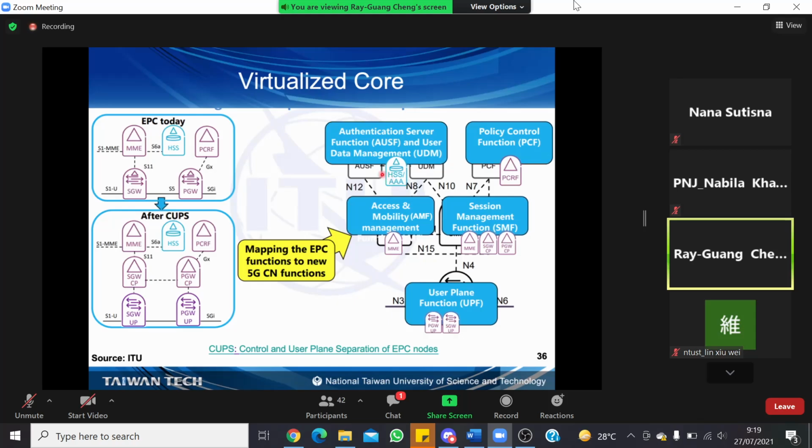HSS is the user database. In 4G, they also have the AAA center. The AAA center is related to authentication, so it will move to AUSF. The HSS database will move to UDM. So these are the major concepts of the 5G core network.